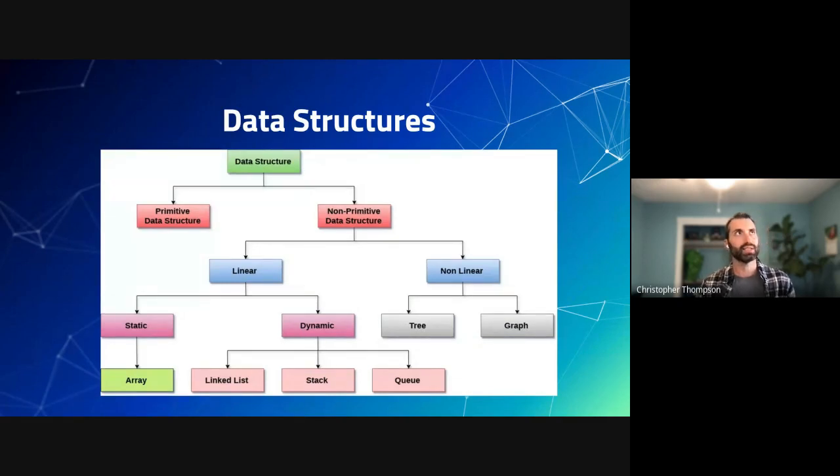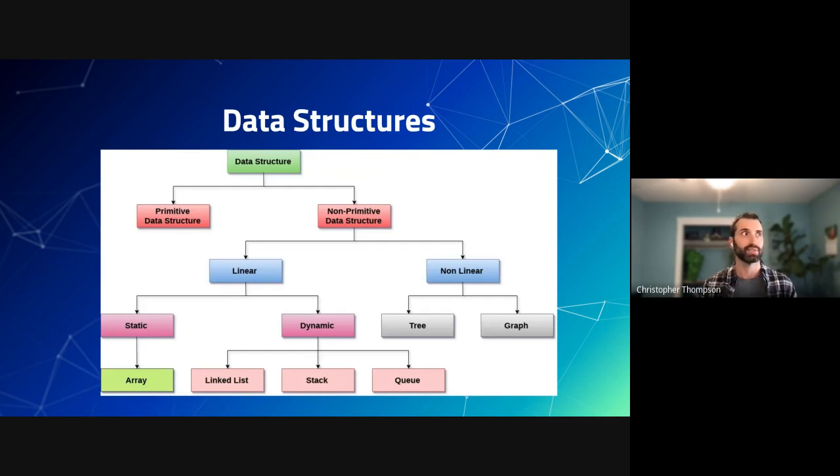And we have the data structures broken down into this tree-like structure. So you start at the top. These are all data structures. You come down and you have primitive data structures. When you're talking about a primitive data structure, you're talking about an int, a float, a string, right? Data structures that are defined within the programming language themselves. And then you have non-primitive data structures, okay? And those break out into linear and non-linear.